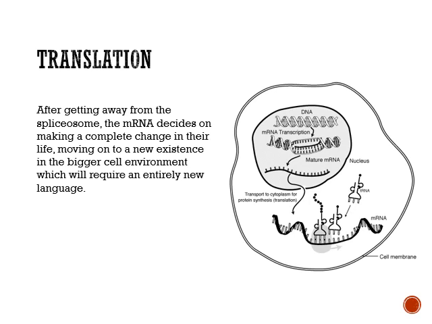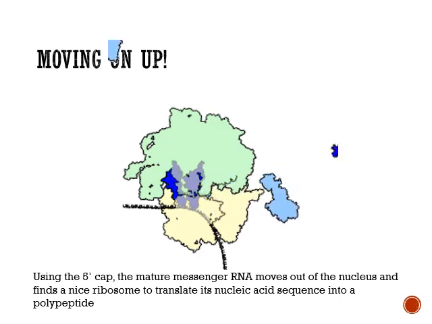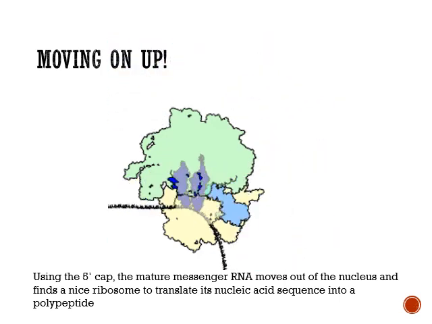Now, in the nucleus, everyone speaks nucleotide. In the cell, everybody speaks amino acid. So we need a translator. That translator is going to be the ribosome. And the ribosome is composed of two parts, the small ribosomal subunit and the large ribosomal subunit.